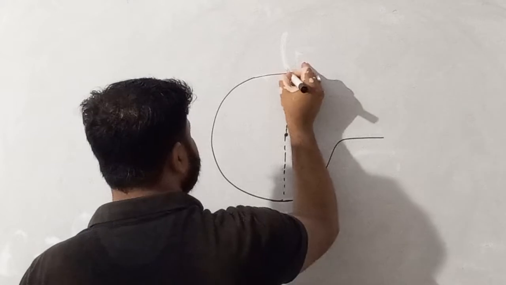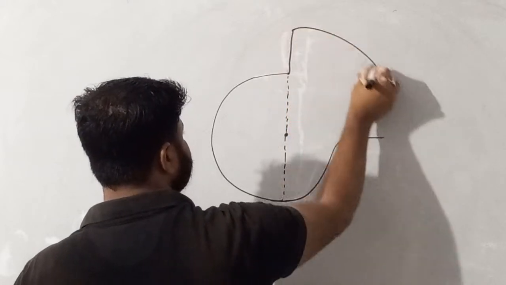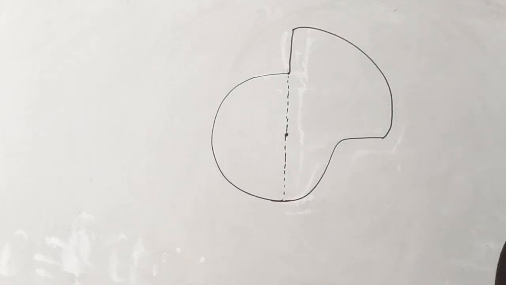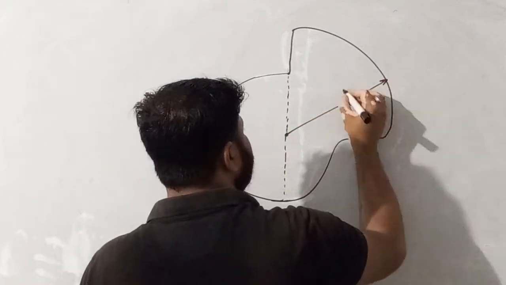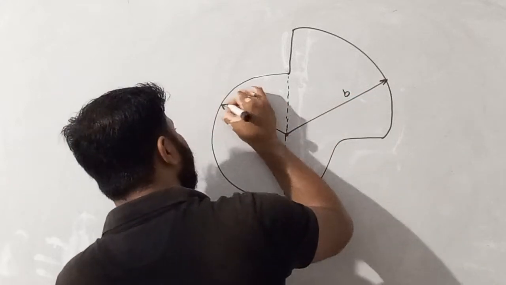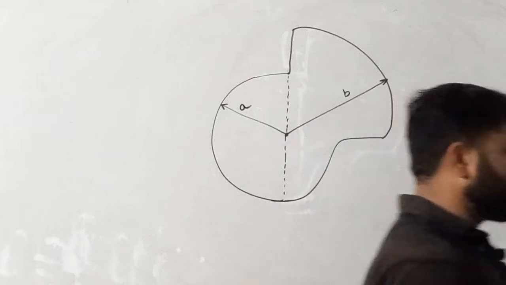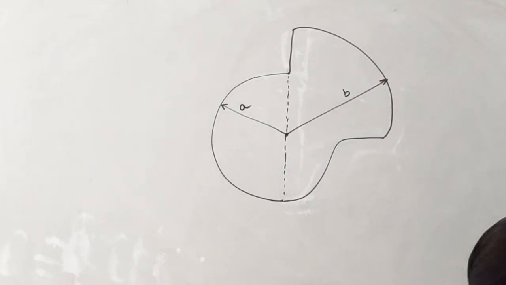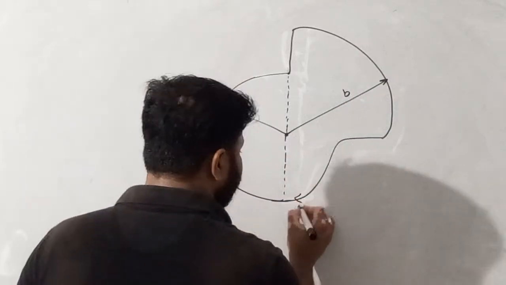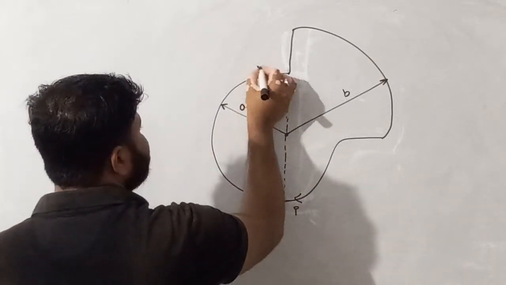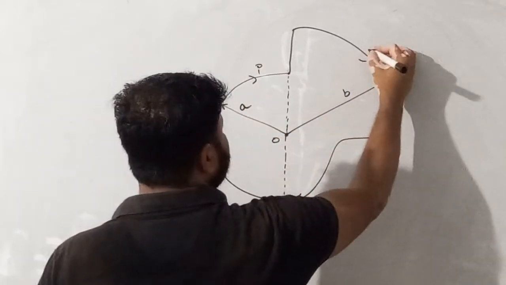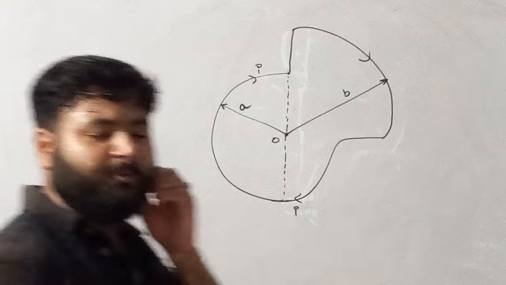So the structure looks like this. See my dear student, the structure looks like this. The radius of this part is B and the radius of this part is A, and current is flowing in this structure. Let the current which is flowing in the structure be I. So current I is flowing and we want to find the magnetic field at point O.